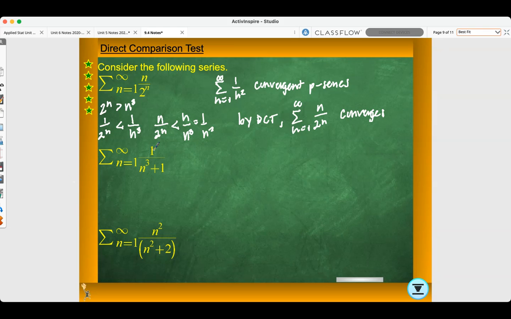So now let's look at our second one. We have the series 1 over n cubed plus 1. If I have 1 over n cubed plus 1, I can compare this to a p-series 1 over n cubed. We know that the first one will always be smaller or equal to because you have that plus 1. And we know that 1 over n cubed is a convergent p-series because p is greater than 1. And since that one is larger than the one we're comparing it to, by direct comparison test, our series also converges.